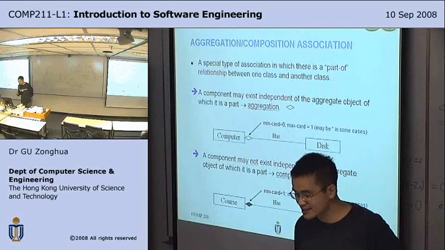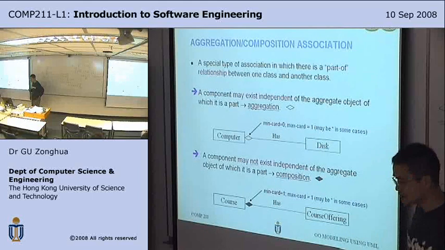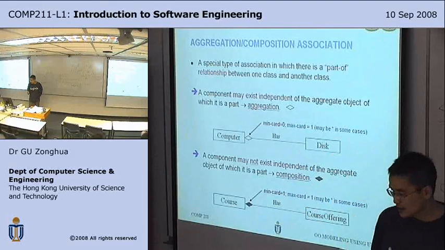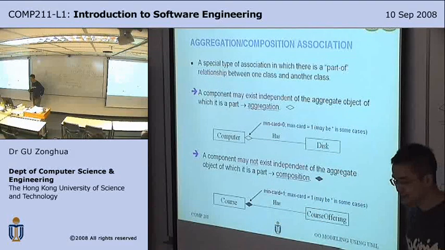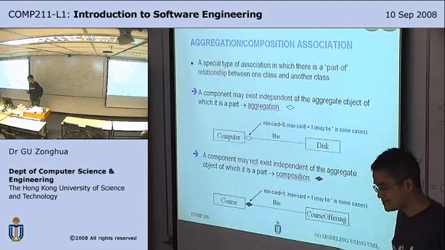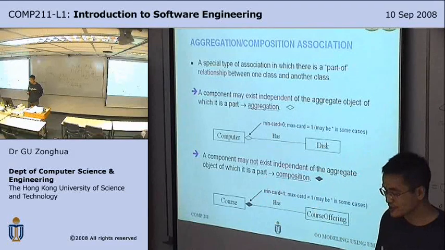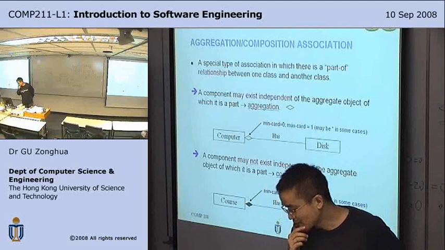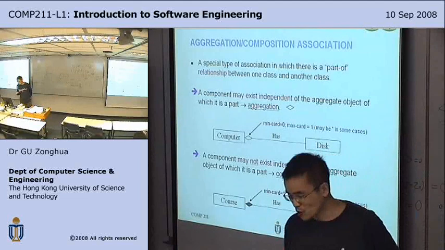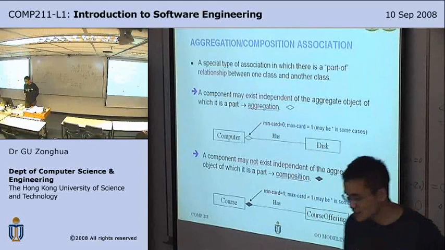That is, a disk can exist independent of a computer. While for a composition, you have min card equal 1, which means that say a course has many course offerings, but the course offering cannot exist independent of the course. If you delete the course object, all the course offerings associated with it are gone. Therefore, the min card is 1. It means that there must be at least one course object if there's to be a course offering object.